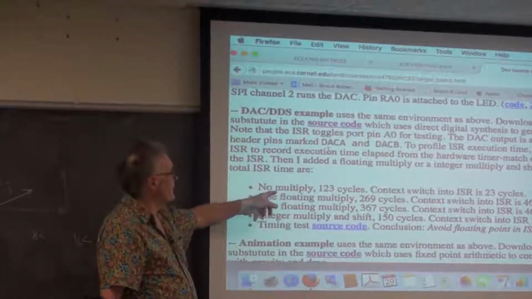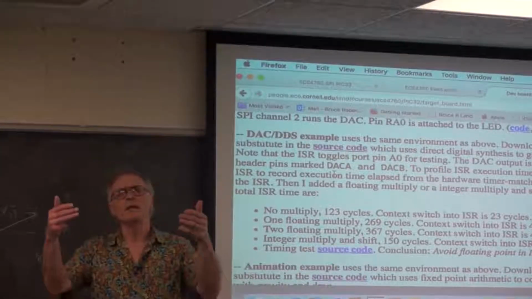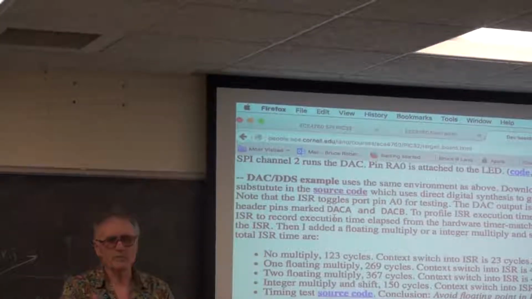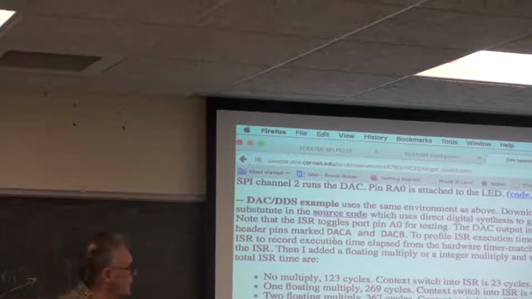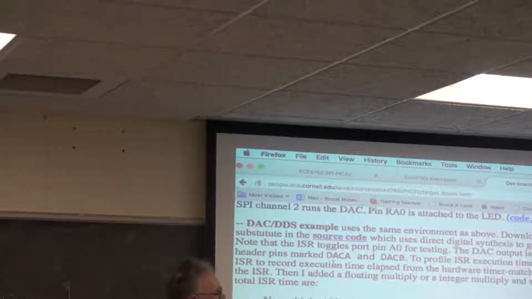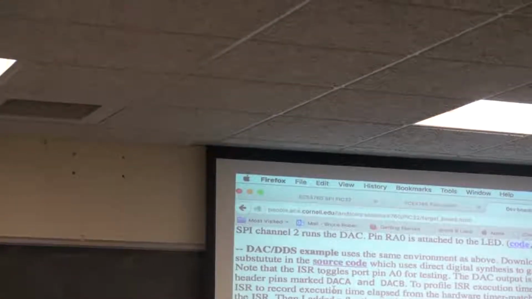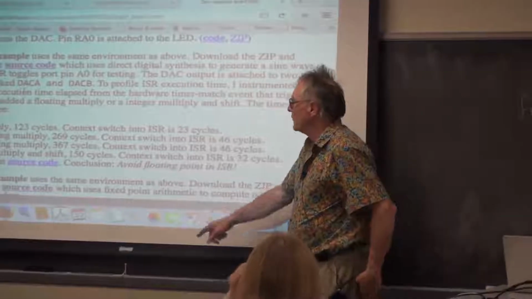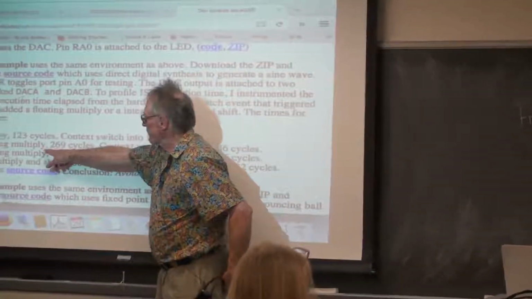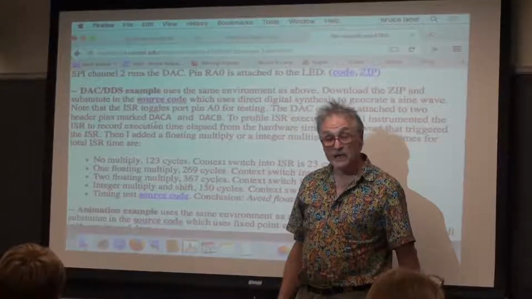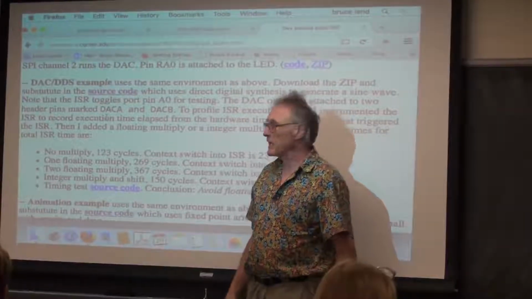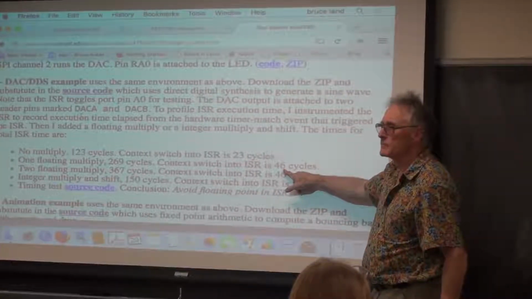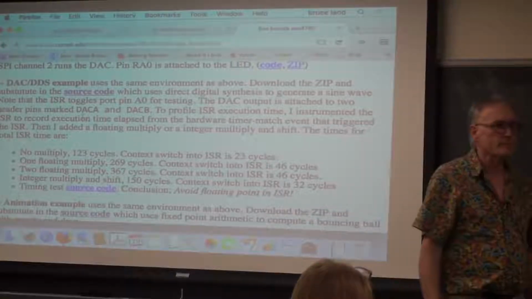If you don't do a multiply, you merely do the DDS, write it right to the SPI channel and bail out again. The interrupt service routine takes 123 cycles, and the time to get in or out of the interrupt service routine is 23 cycles. If we add one floating point multiply, it goes to 269 cycles, and part of the reason is the context switch doubles to 46 cycles. Why do you think that might be?